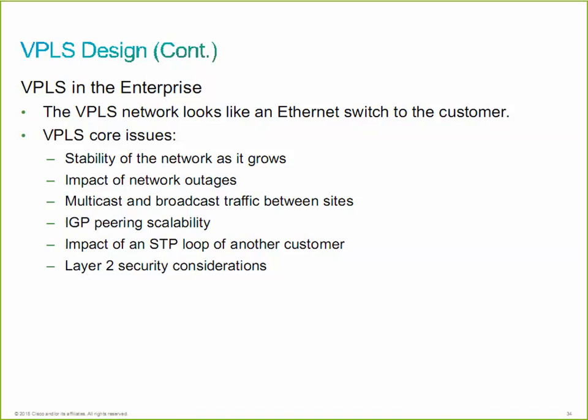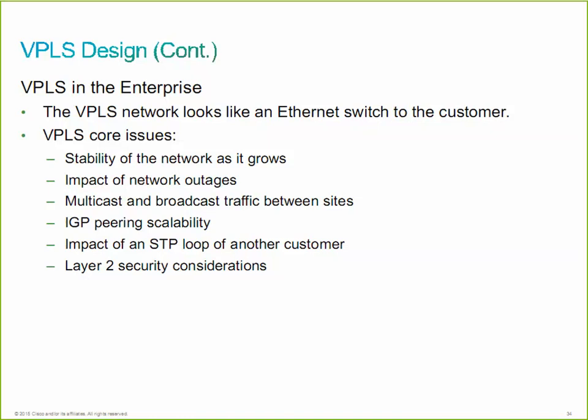There is also the consideration of the impact of spanning tree or loops of another customer. Remember, in VPLS, even though it is virtually private, we are doing something called statistical multiplexing, right? And all customers are sharing bandwidth on the links on that VPLS cloud. Because of that, you have to ask about the impact of a customer that doesn't design or deploy their network correctly. If they create a spanning tree loop, what would be the effect on your network?